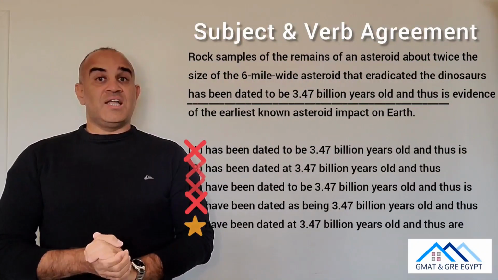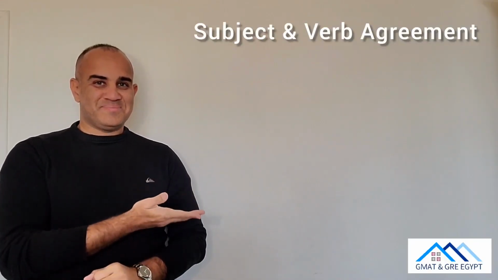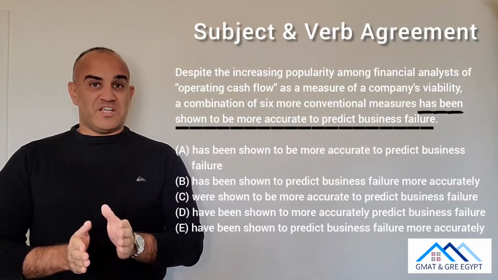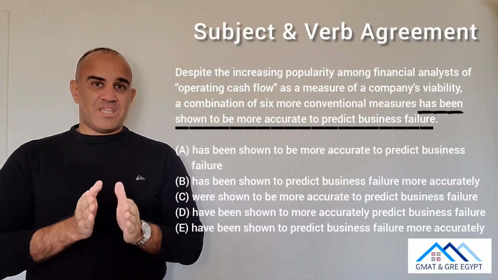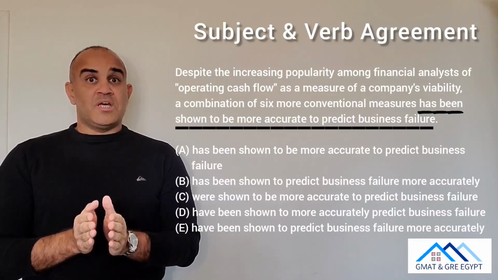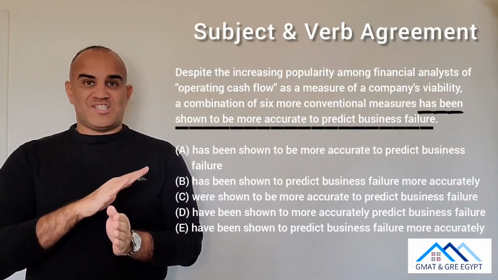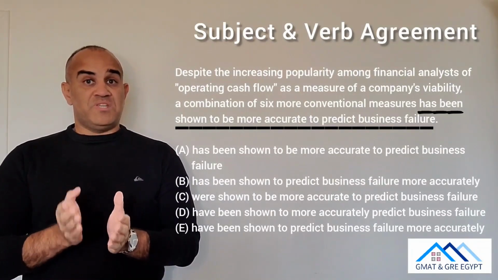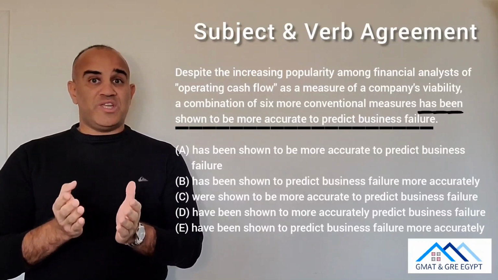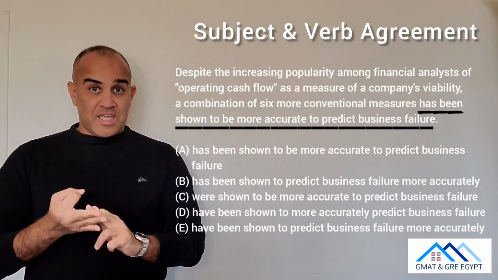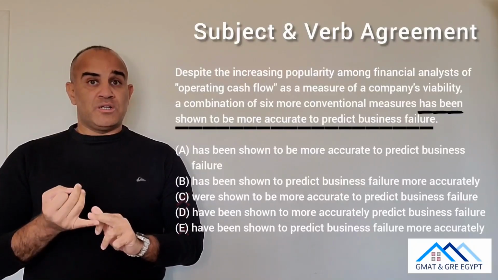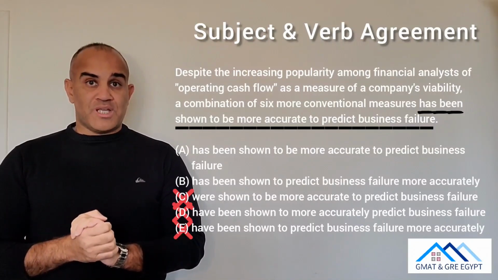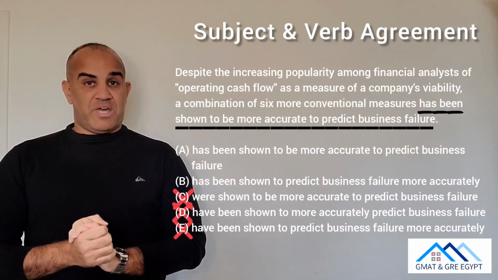Let's take another question. It says a combination of 6 more conventional measures. A combination is a singular noun. Whatever comes after of is not seen in the sentence till I meet the main verb. So the main verb should be singular. Accordingly, we eliminate C, D, and E because they start with were or have. Were and have are plural verbs and they do not match with the combination.